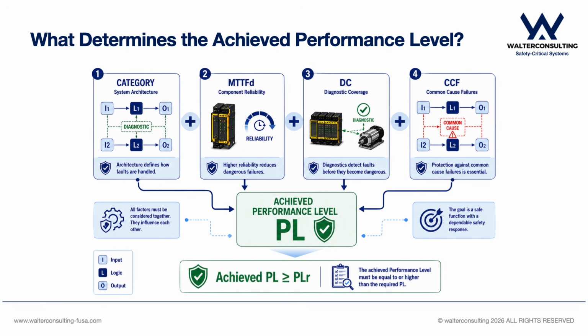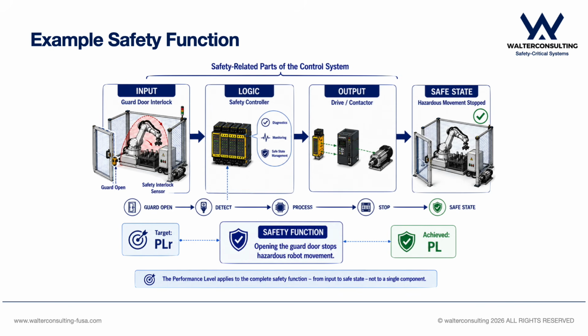We can now apply this logic to the guard door safety function and see how the individual elements form one complete safety-related control system. In our guard door example, the safety-related control system can be divided into three basic parts: input, logic, and output. The input subsystem detects the condition that should trigger the safety function. Here, an interlock monitors the position of the guard door and provides the relevant safety information when the door is opened. This information is passed to the logic subsystem, typically represented by a safety controller or safety PLC.